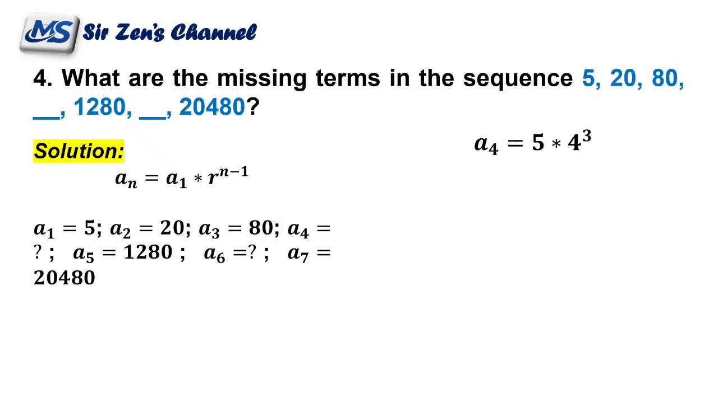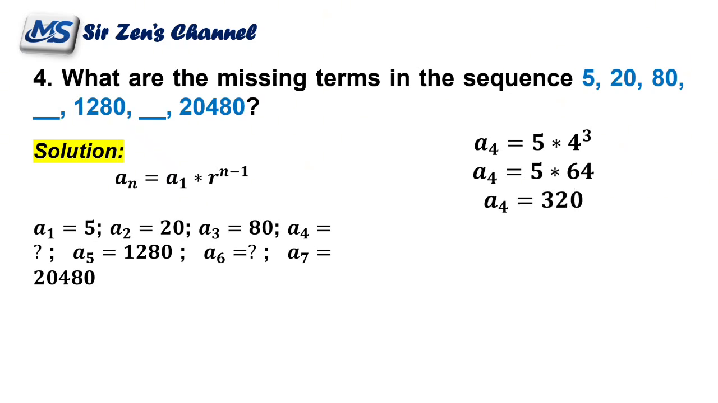We will be looking for a sub 4 because that is one of the missing terms. So a sub 4 is equal to 5, because that is the first term, multiplied by 4, the common ratio, raised to 3, because 4 minus 1 is equal to 3. So just simplify it. We have 5 times 64, and if we multiply 5 times 64, that is equal to 320.